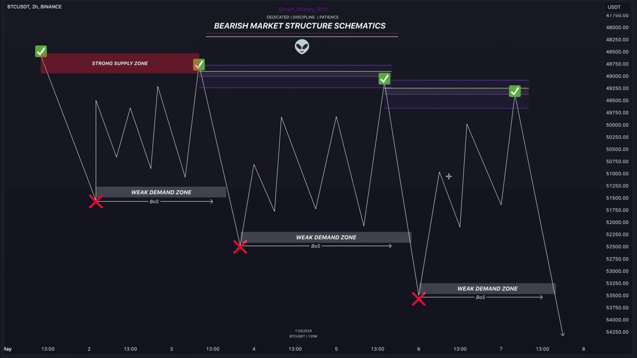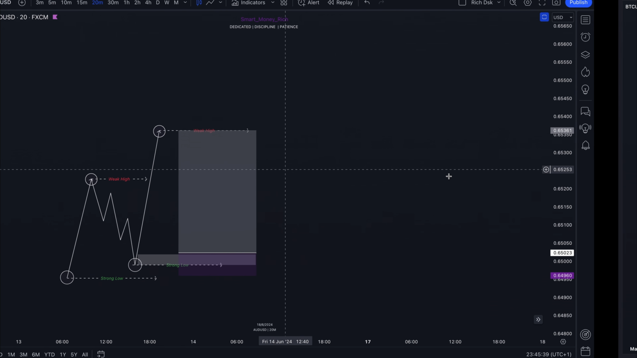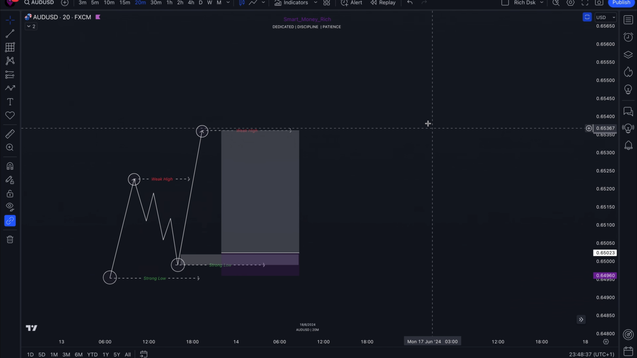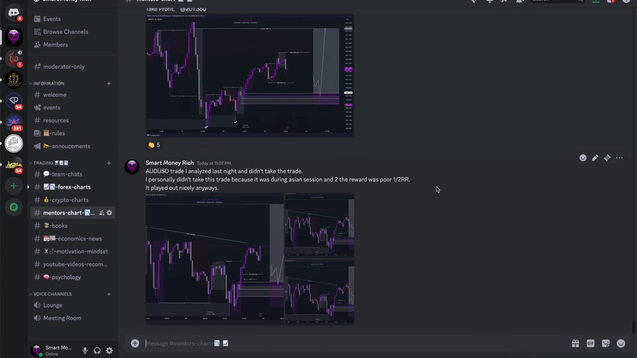You understand, guys? So right now I'm going to show you examples of some trades that I took in my Discord, right? So let's head over to my Discord, guys.